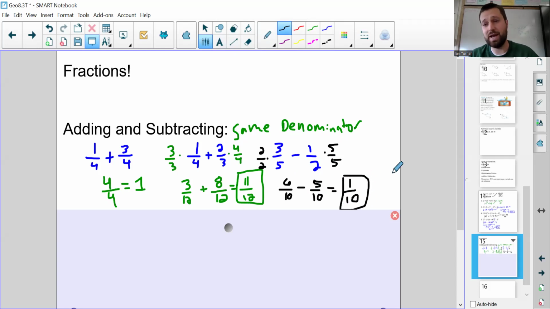Okay, so that's adding and subtracting, and we'll see more of that in a little bit when we do fraction equations. So that's adding and subtracting. Let's take a look what else we got.